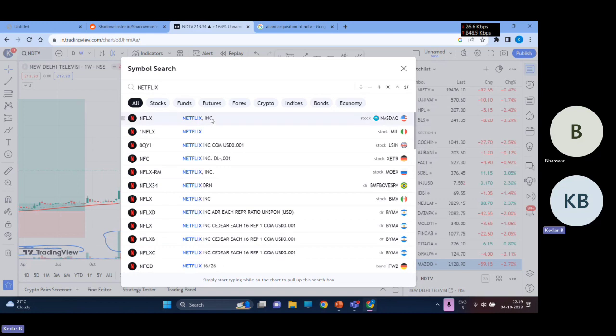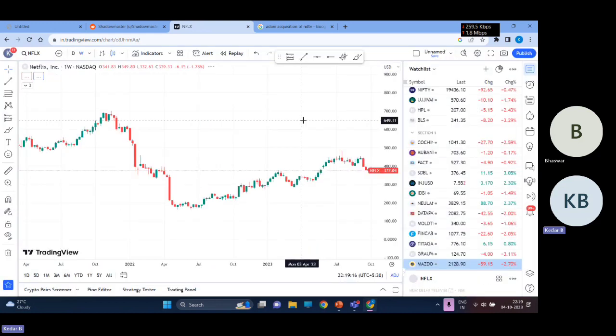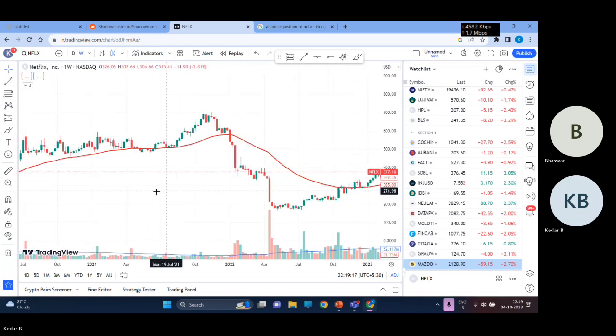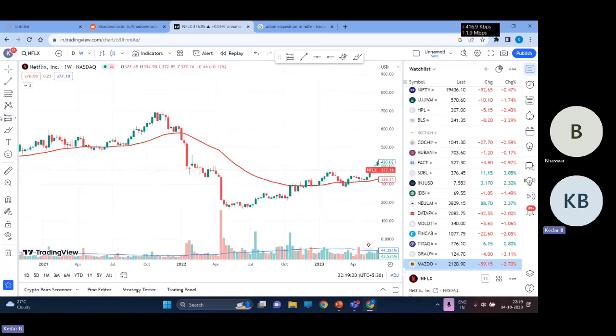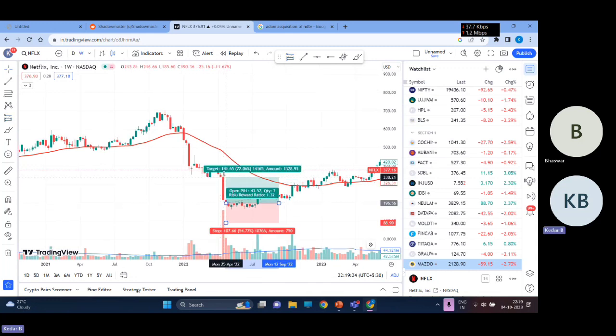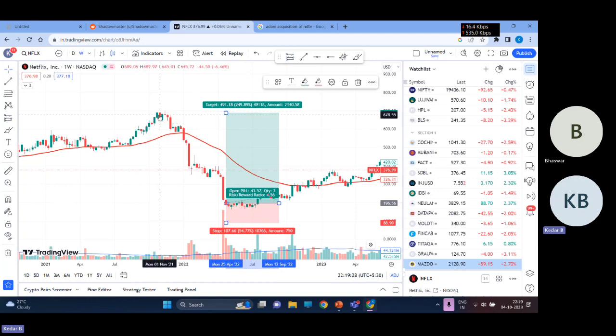Netflix, a multi-billion dollar company. And what happened? See here, the stock fell by more than 250% from its peak. And in how much time? From November 2021 till May 2022. Literally, in a couple of months, it fell by 250%.